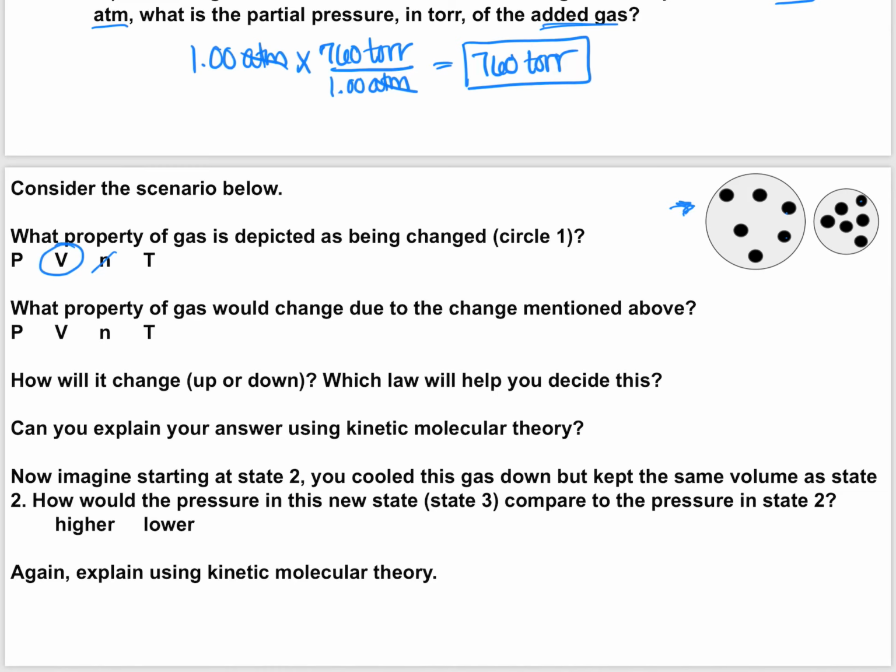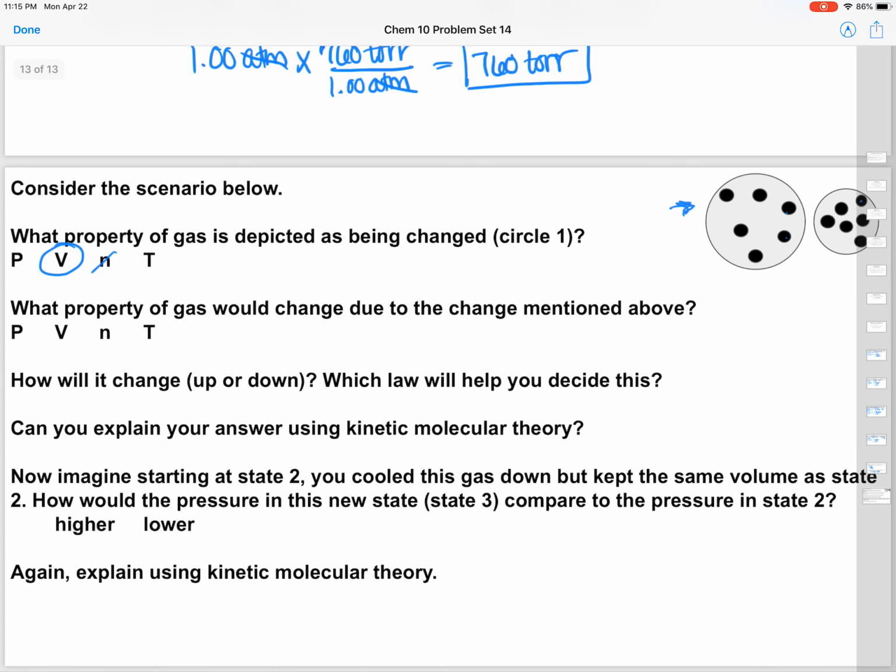So what property of gas would change due to the change mentioned above? Well, like we said before, volume and pressure are directly related. So if we decrease the volume of the container that our gas is in, the pressure is going to increase. And I said directly related earlier. I meant to say that they are inversely related.